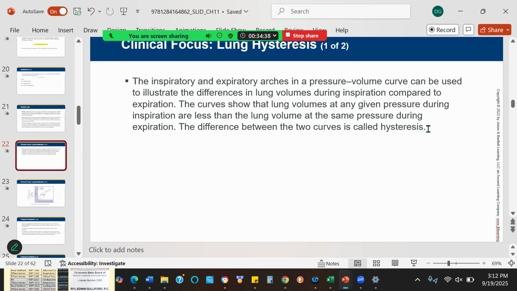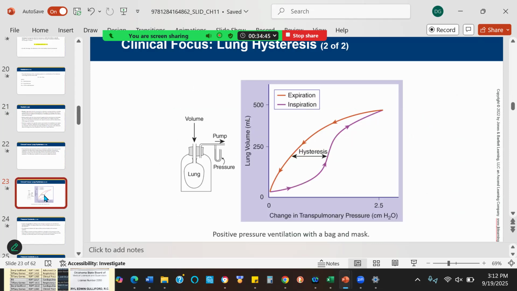The inspiratory and expiratory arches in a pressure volume curve can be used to illustrate the differences in lung volumes. And this is a picture showing you that. Lung volume against change in transpulmonary pressure, inspiration, and expiration.